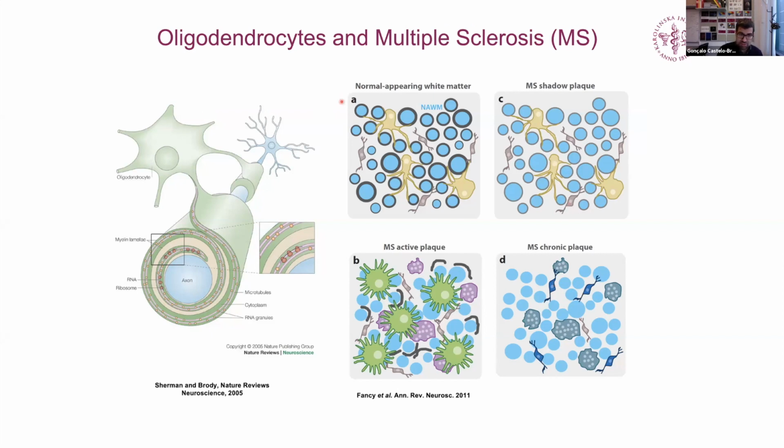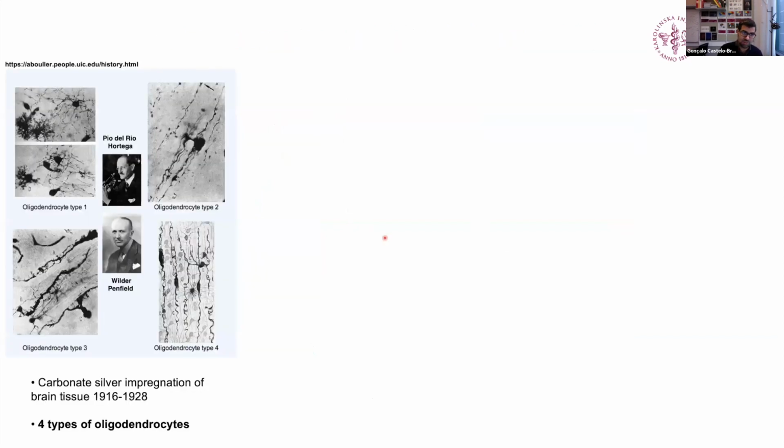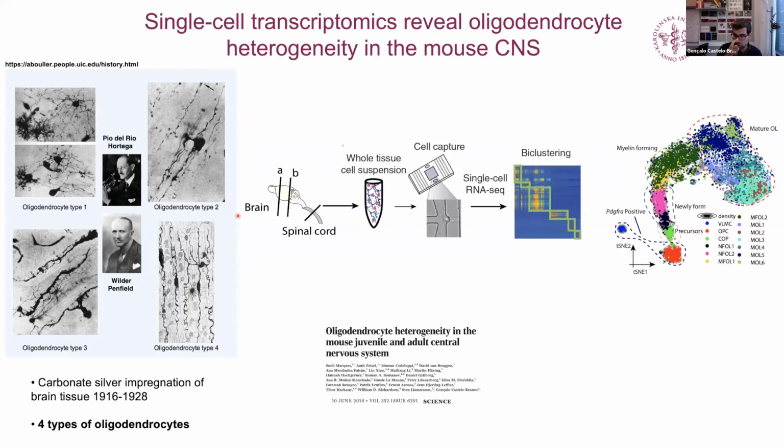Now, in this image that I've shown you here, oligodendrocytes have one main function, which is to produce myelin, and have been thought to be quite homogeneous traditionally. But actually, if we go back in history, around 100 years ago, when Pío del Río-Hortega in Madrid first described oligodendrocytes, him and Wilder Penfield, they actually described four morphological types of oligodendrocytes.